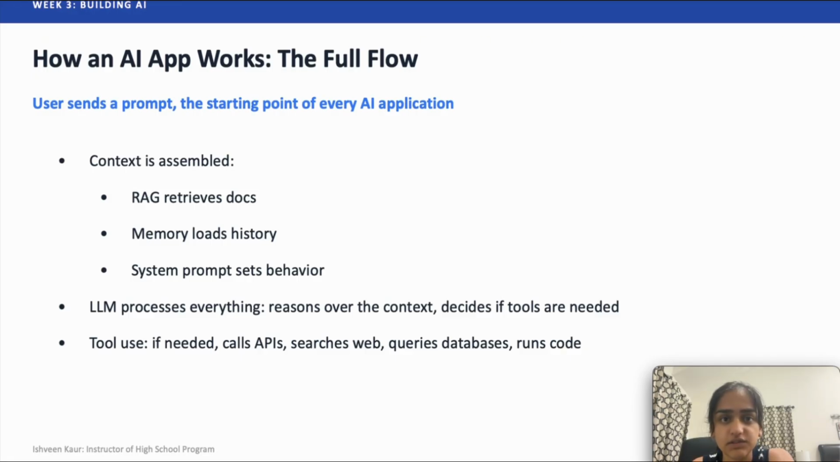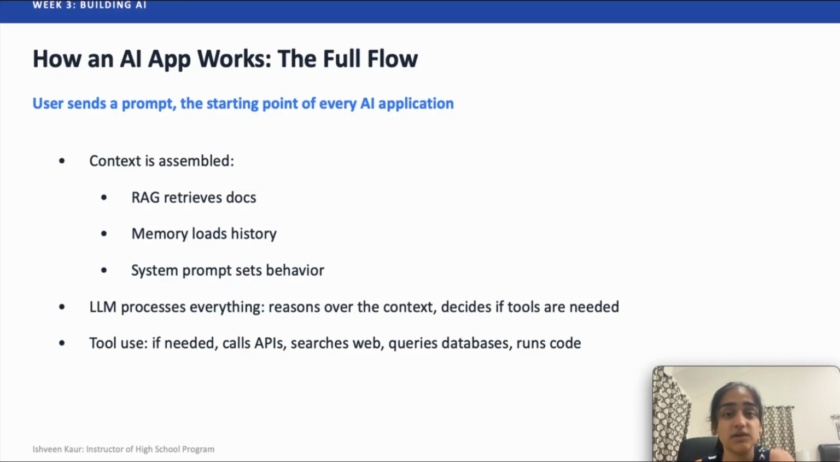But maybe the model isn't just reasoning. Maybe it's calling some APIs. Maybe it's going to an external database. Maybe it's doing web search. Or maybe it's running some code. And that's tool use, which we'll cover more in the next video. Finally, a response comes back.